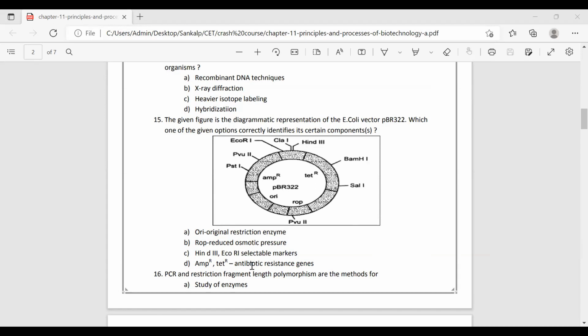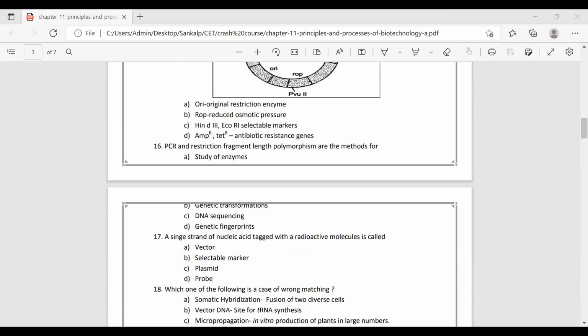Ma'am, option D. Okay. Option D is the right answer. That is AmpR and TetR, which are called antibiotic resistance genes.